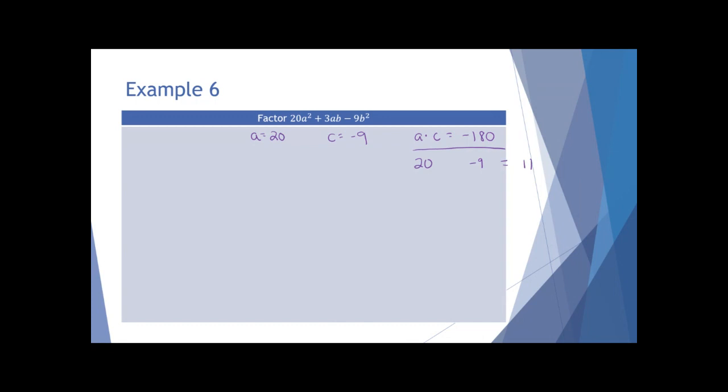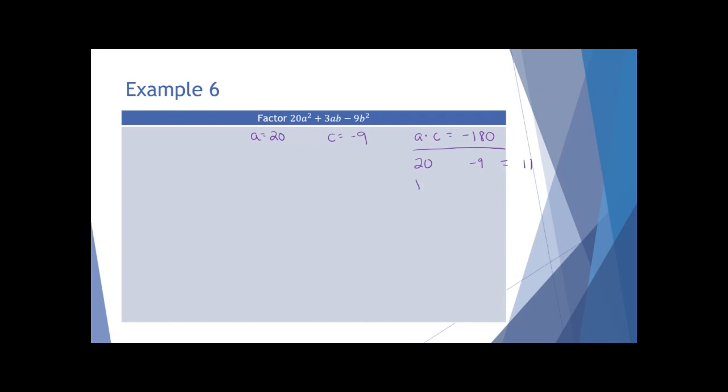Now 20 minus 9 is 11. It's not close to 3, but it's not too far off. It's closer than if I had started with 180 times 1. So it just gives me a starting point. So I'm going to just start taking my calculator and just saying, okay, does 19 go into 180? No. 18 goes into 180.